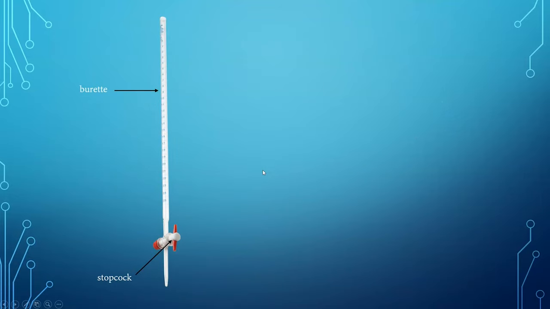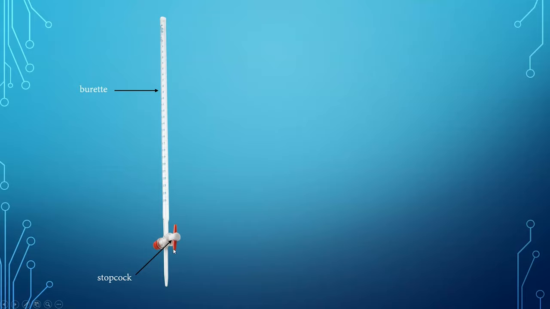To measure the volumes accurately in a titration, we use a device called a burette. So the burette, it's sort of like a graduated cylinder, only upside down. We actually start with 0 milliliters at the top, and it goes to 25 milliliters at the bottom. We can release liquid from the burette by using the stopcock.